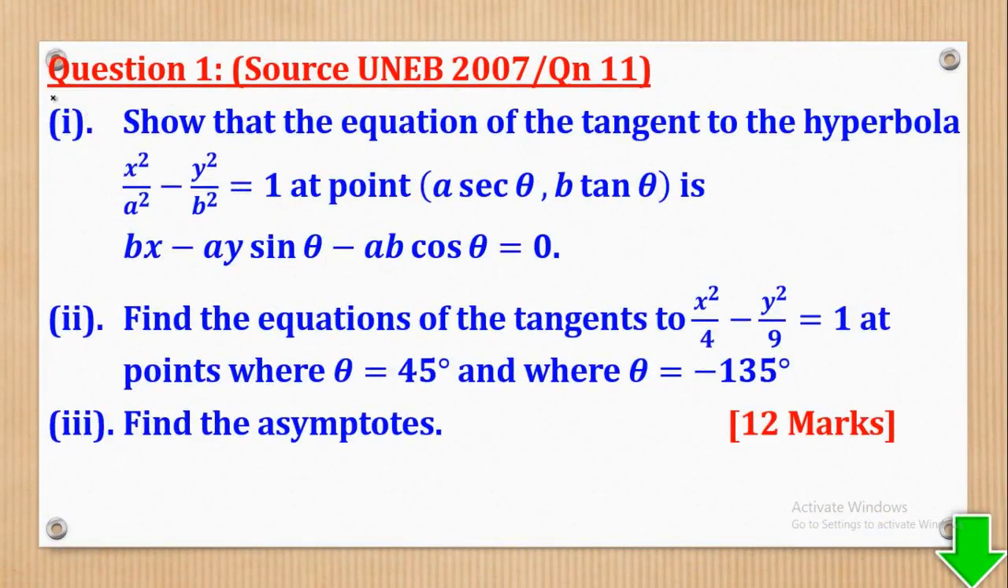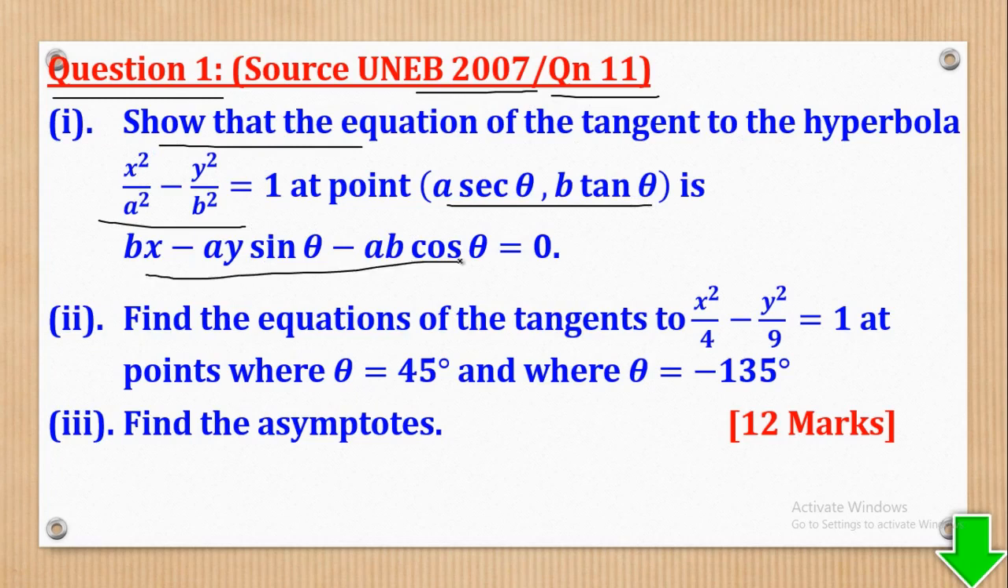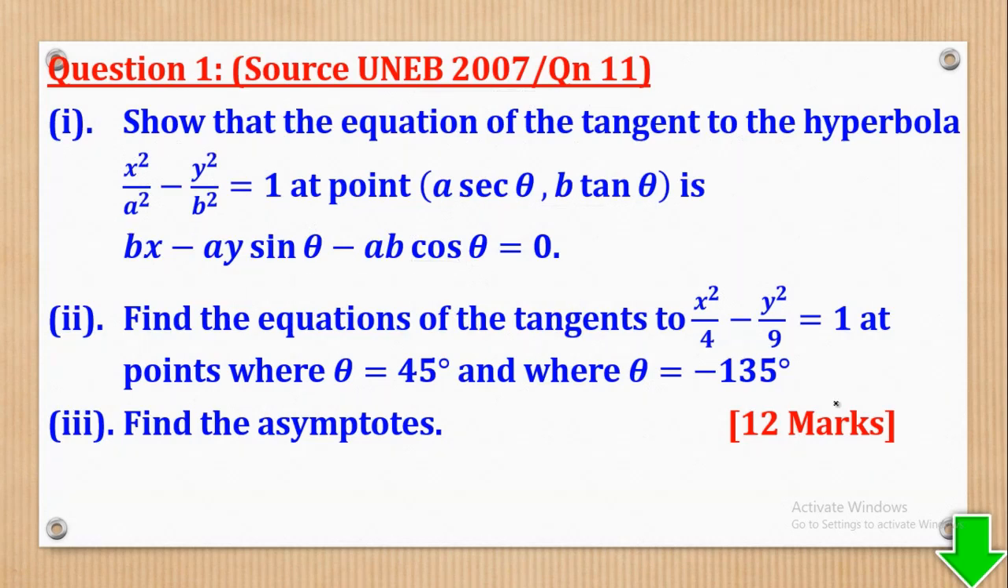So with that, we shall go through some questions. Question 1 came from UNEB 2007, Paper 1, question 11, and says, Roman 1, show that the equation of the tangent to the hyperbola this at point this is given by this. So this is very similar to the one we have just derived. So let's do it sharp and we go to Roman 2.